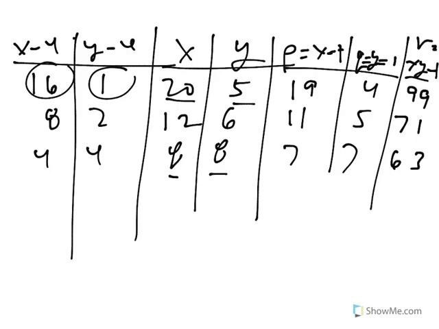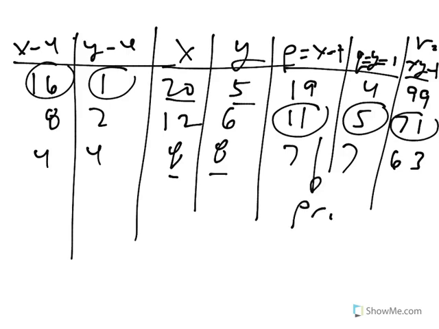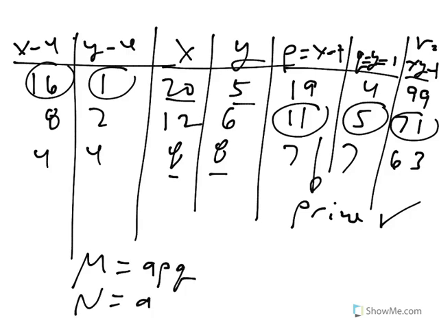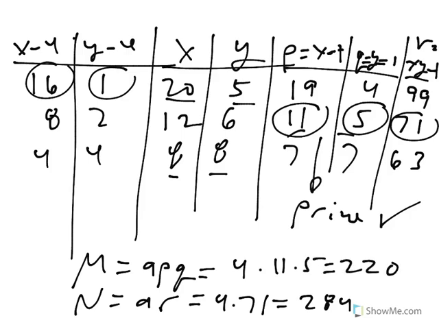So there's a lot of numbers in this chart. You look for these three that are, if they're all prime, which they are, then we have an amicable pair with numbers m is APQ and n is AR. In this case, A is 4, so 4 times 71 is 284, and 4 times 11 times 5 is 220. Different a values can get pretty complicated, but that's how this process works.